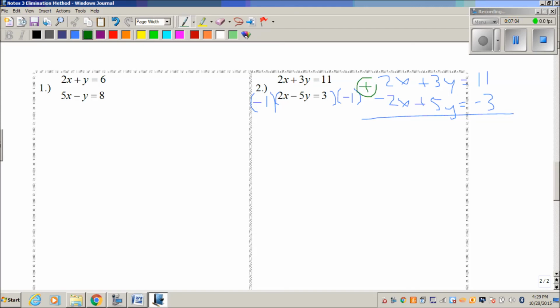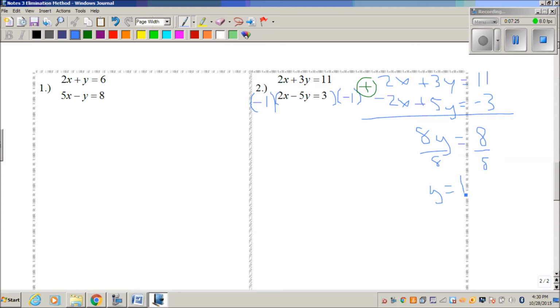Now when I line them up and add them together, my x's are going to cancel. 2x minus 2x is 0. So all I will have left is 8y equals 8. Very simple equation. My x's canceled. I don't have to worry about them anymore. I divide both sides by 8, and y equals 1.